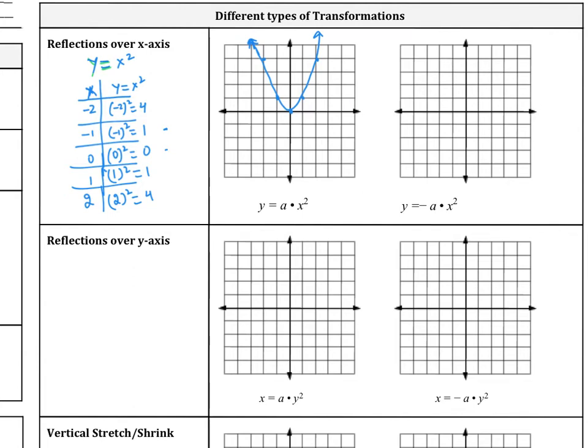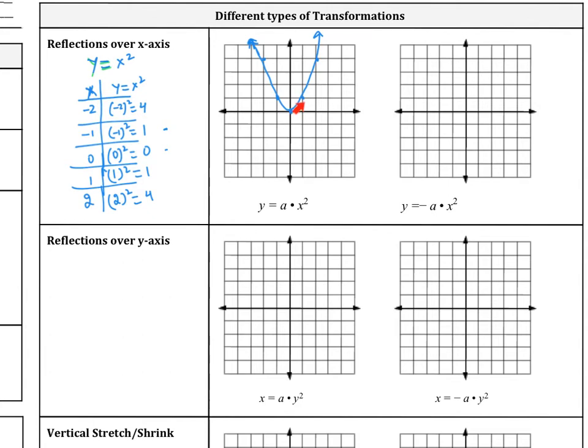Now we need to develop the pattern for this function. The pattern for the parent function always starts from (0, 0), and then it rises up 1 over 1, and then up 3 over 1.